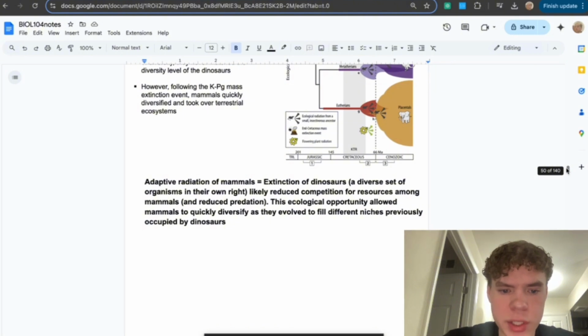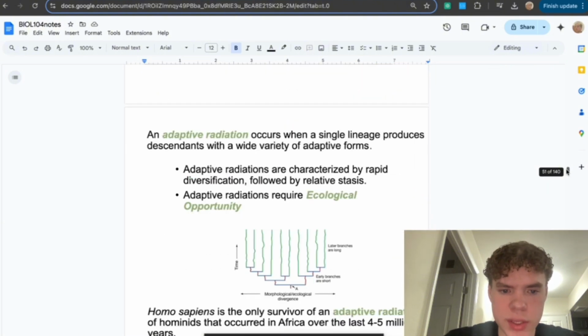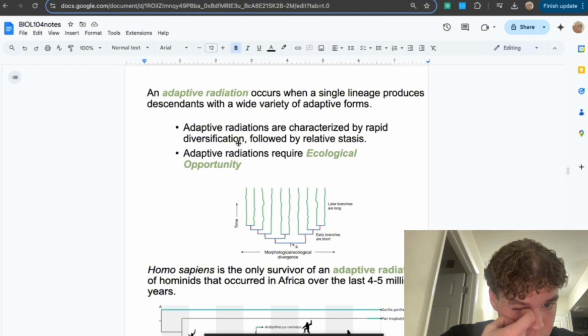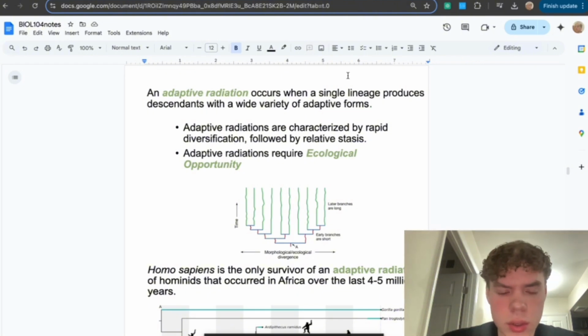Adaptive radiation of mammals. Extinction of dinosaurs likely reduced competition for resources among mammals. This ecological opportunity allowed mammals to quickly diversify as they evolved to fill different niches previously occupied by dinosaurs. Makes sense. When you have opportunity, you're more likely to grow. Adaptive radiation occurs when a single lineage produces descendants.